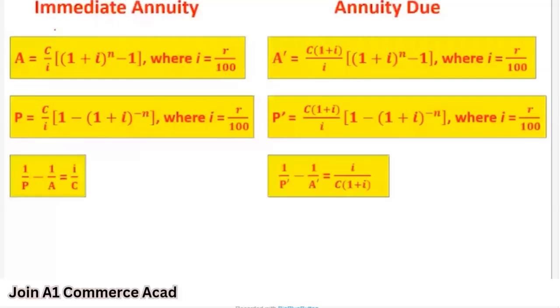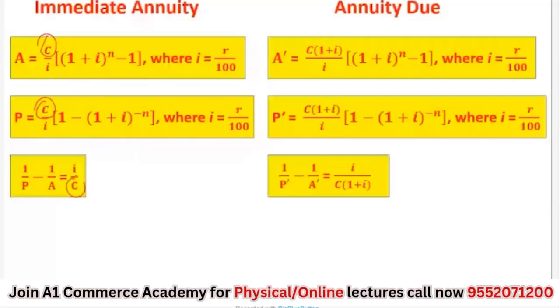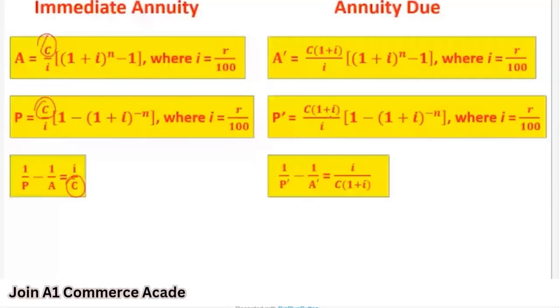I'll just mark and show. C is present here. C is present here. And C is present here. In all 6 formulas, C is present. C is the installment amount, the contribution, the installment amount, right?